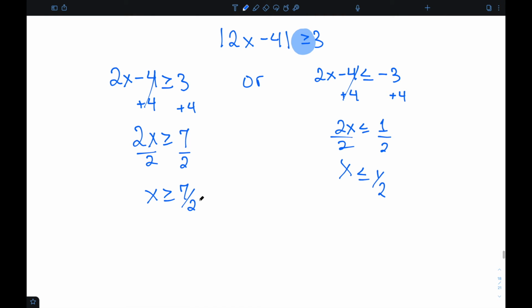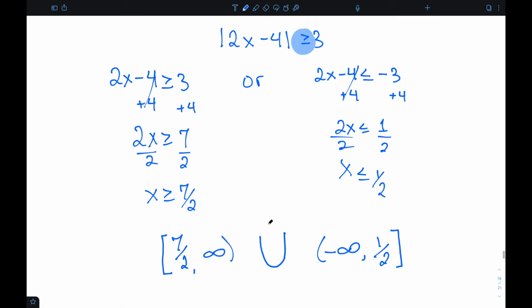If we want to write this in interval notation, this first equation says that x is bigger than 7 over 2. So 7 over 2 to infinity. And we use a square bracket to include 7 over 2. The one on the right says that x is smaller than 1/2. So we need numbers that are smaller than 1/2. And we use this square bracket to indicate that we include 1/2. In the center, we have this mathematical symbol that looks like a U. This stands for union, and it means combine these two.